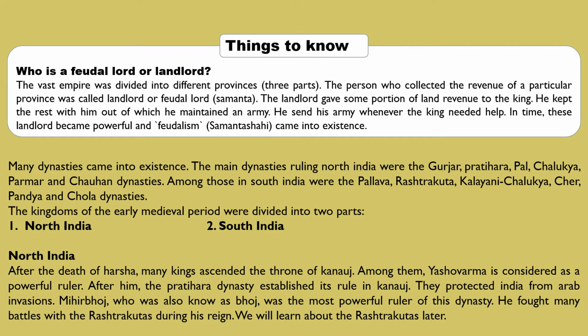Among them, Yashovarma is considered a powerful ruler. After him, the Pratihara dynasty established its rule in Kannauj. They protected India from Arab invasion. Invasion means they protected the country India from attacks by the Arabs. Mihir Bhoj, also known as Bhoj, was the most powerful ruler of this dynasty. Children, King Bhoj, who ruled from about 1010 to 1060, was a great polymath and philosopher king of medieval India.